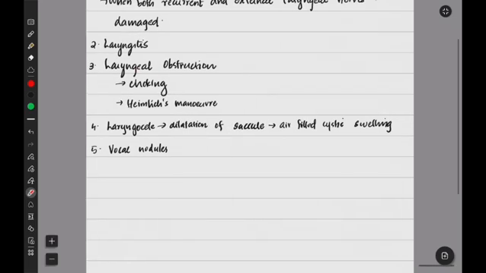Then laryngeal obstruction. Laryngeal obstruction due to foreign body aspiration.